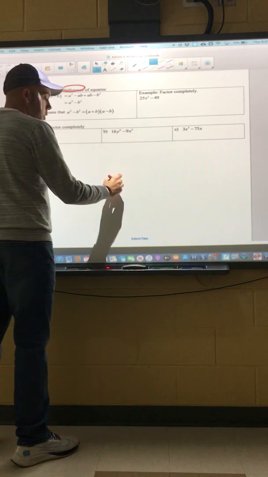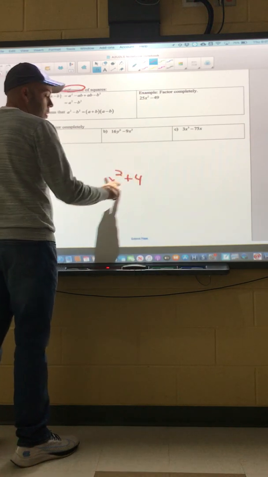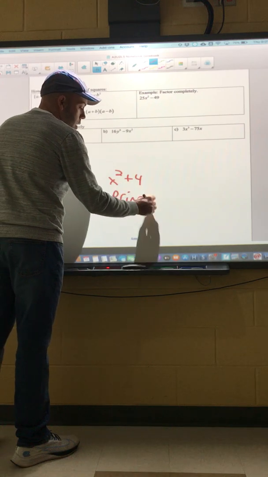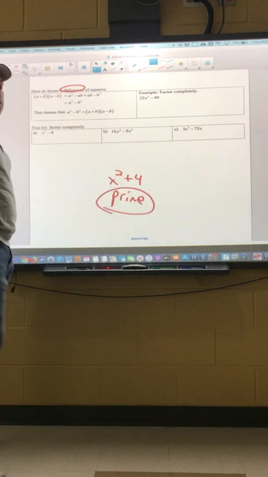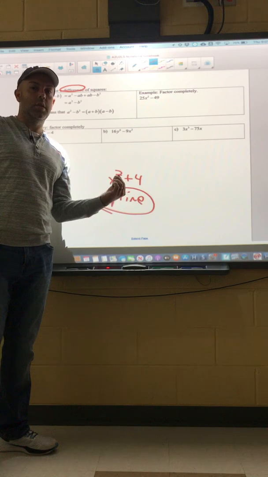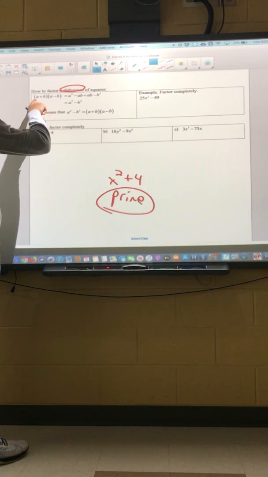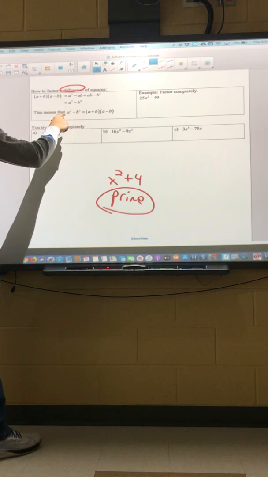So if we see something like this, that's addition. We cannot factor that. We would write that as prime, okay? So you cannot factor what would be called a sum of squares. It's a difference of squares that we can factor. I'll explain that in a second, okay? So here's your process, okay?